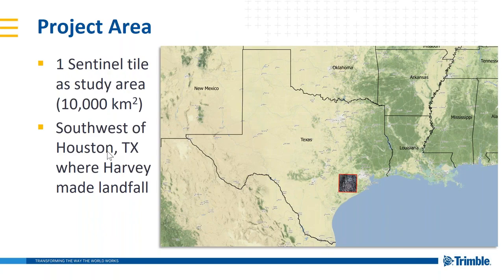So the project area is indicated in the map with the red bounding box. This is the coverage of one Sentinel-2 tile, which we just took as our study area, and it covers 10,000 square kilometers, so it's 100 times 100 kilometers. And this is exactly in that region where we had these floodings and these massive rainfalls, southwest of Houston in Texas.